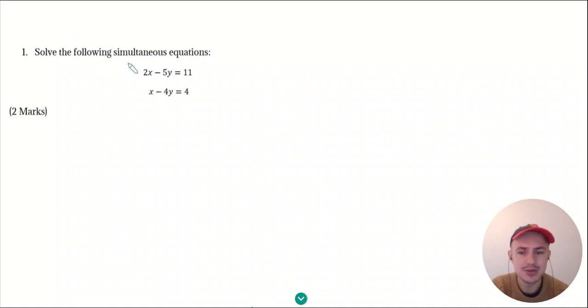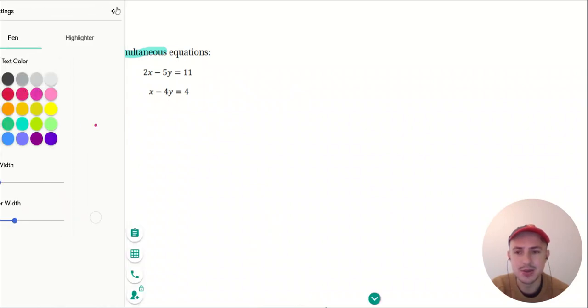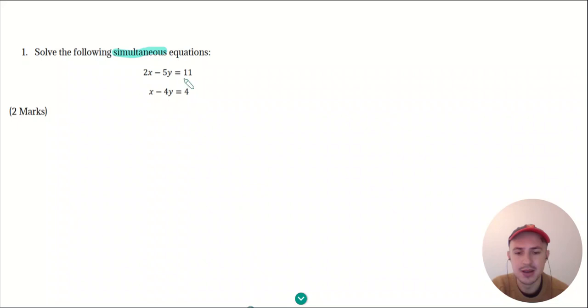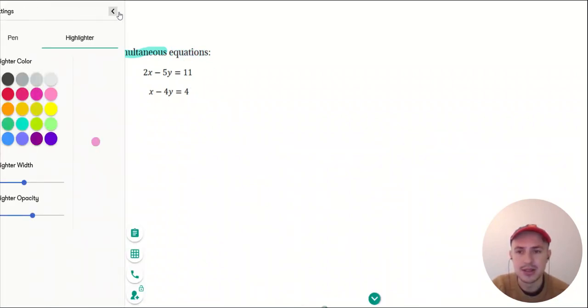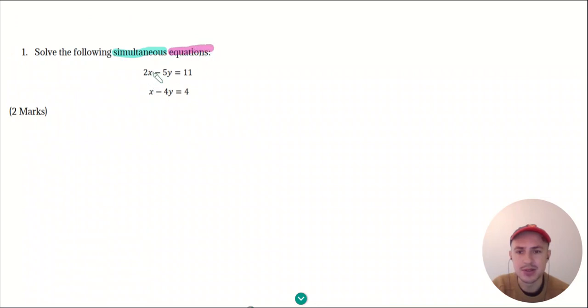Do you know what simultaneous means? Simultaneous. If you're unsure, it means at the same time. Cool. So we can see two equations here. One is 2x minus 5y equals 11, and one is x minus 4y equals 4. Simultaneous because we've got two at the same time.